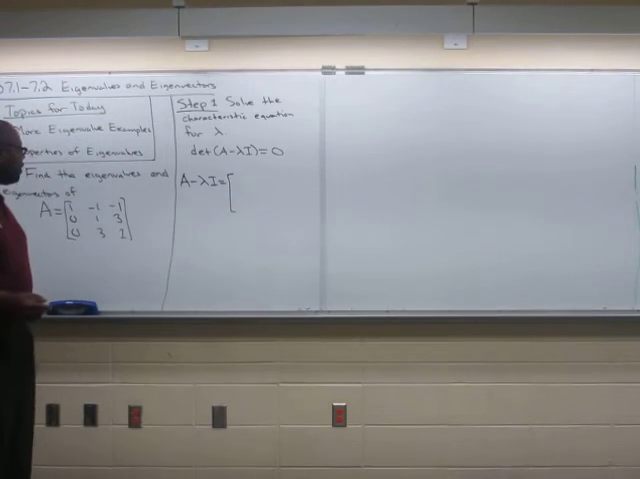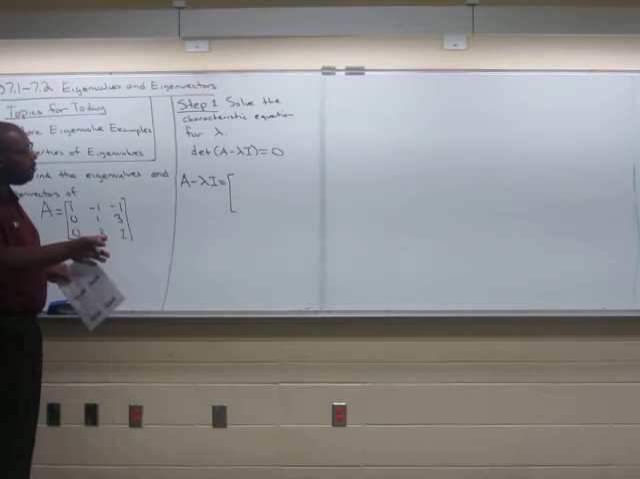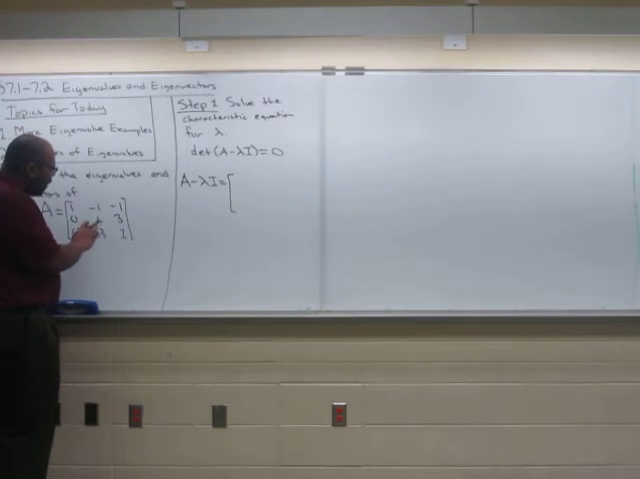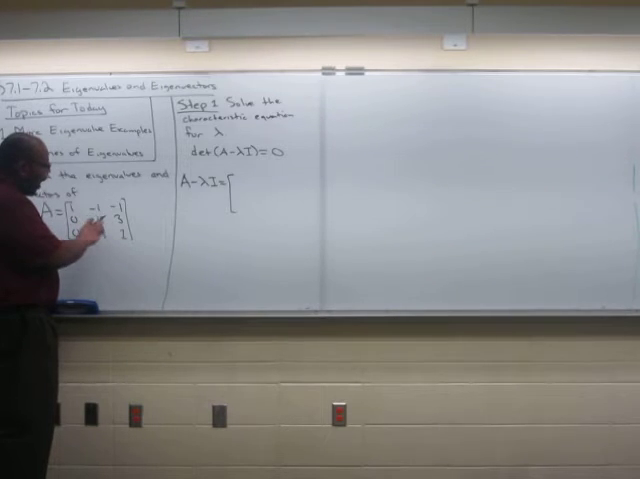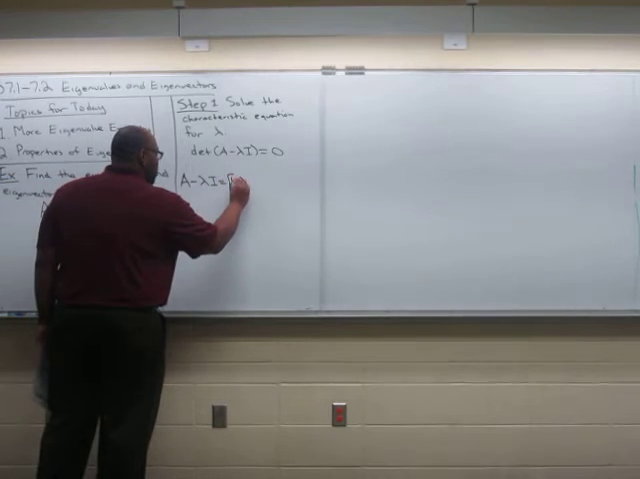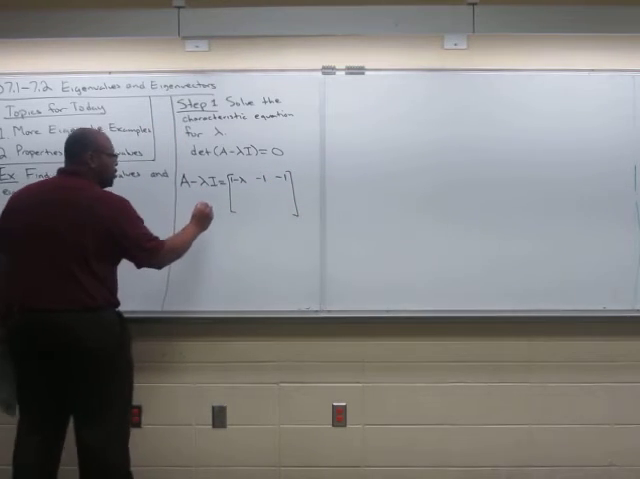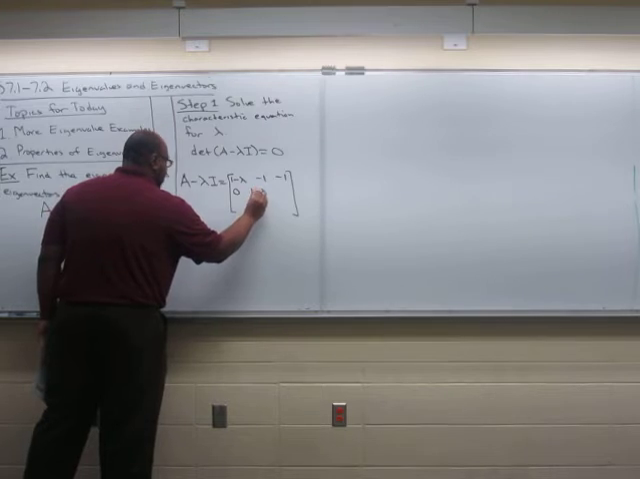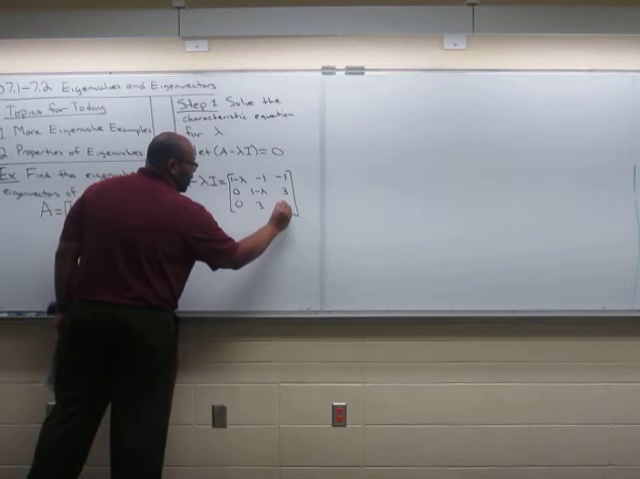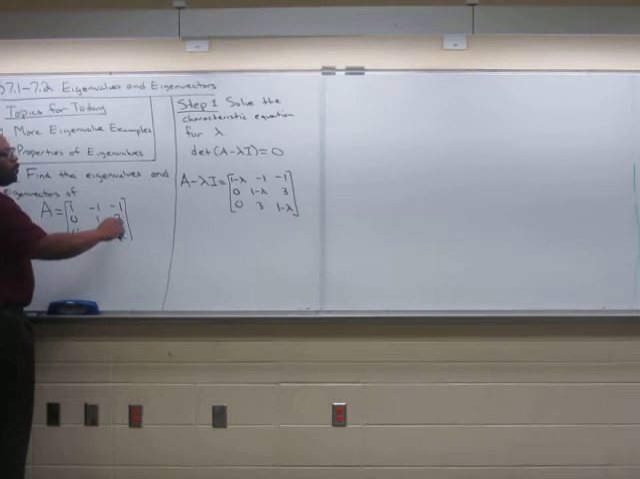Now, if you remember from last time, what's going to really happen is that I'm going to have A minus the identity matrix times lambda. We're going to add those two things together, and what really happens is that you're just going to be subtracting lambda along the main diagonal. So what you end up getting, you can check this out for yourself, is 1 minus lambda, negative 1, 0, 1 minus lambda, 3, 0, 3, 1 minus lambda. So you're going to get this minus lambda occurring along the main diagonal when you do A minus lambda I.